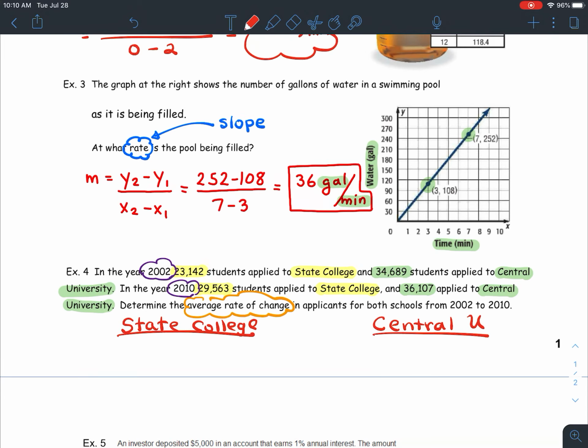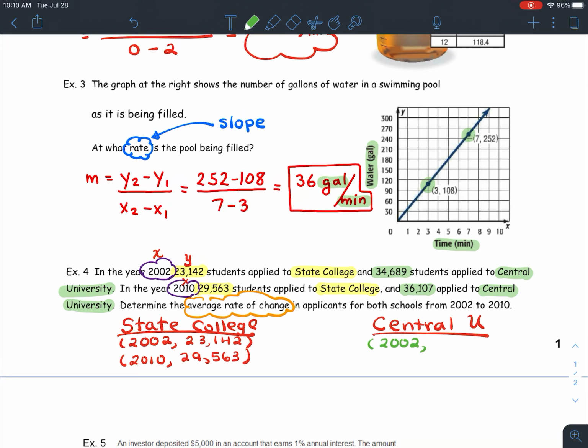I apologize. Okay, all right, so our first number that they give us is the year. That's the year 2002. Okay, that's going to get paired with the number of applicants for State College. So our first point is 2002 paired with the number of students, 23,142, okay? And then just talking about State College here, the next one we're going to use as our year, 2010, and that's going to be paired with the number of applicants at State College. So there's my 2 points for State College, and then my 2 points for Central U.